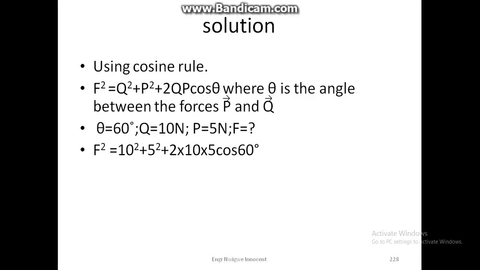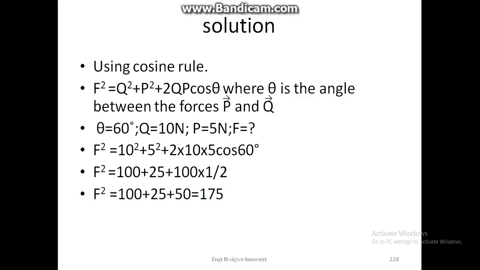F squared is equal to 10 squared plus 5 squared plus 2 times 10 times 5 cos 60. F squared is equal to 100 plus 25 plus 100 times 1 over 2. F squared is equal to 100 plus 25 plus 50, which is equal to 175. F is equal to the square root of 175, which gives us 13.23 Newton.